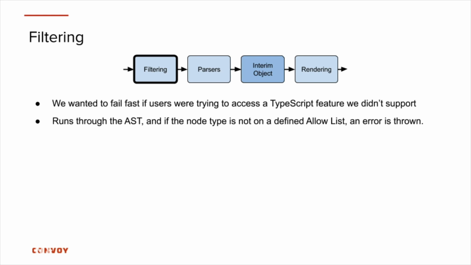So we used the filtering stage to say, all right, run through the AST for the entire interface, and if any node type is not on our defined allow list, throw an error. This error let users know, hey, this is valid TypeScript, but it's not valid Filo. So please fix it.